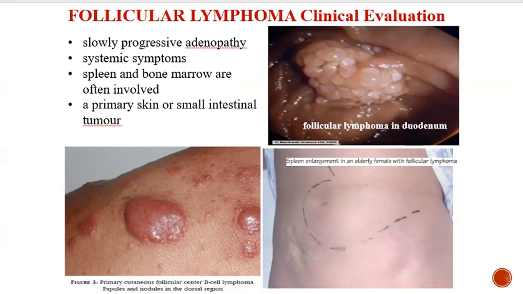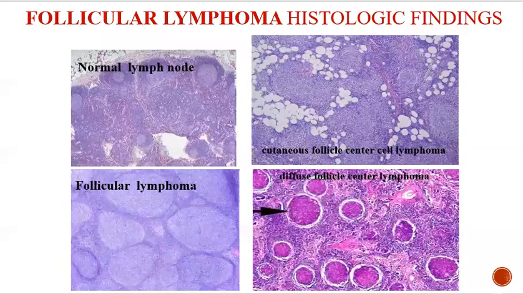Progression to an intermediate grade or high grade lymphoma should be considered when a patient develops systemic symptoms. The spleen and bone marrow are often involved, and the patient may present with primary skin or small intestinal tumor. Symptoms related to bone marrow dysfunction, such as anemia, leukopenia, or thrombocytopenia, are rare at presentation.